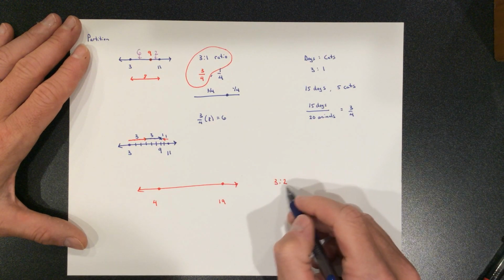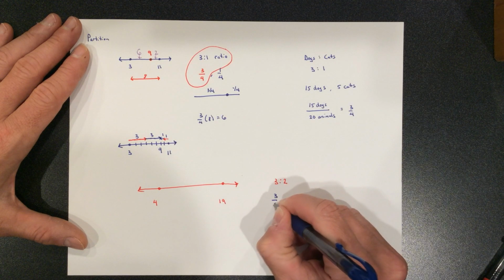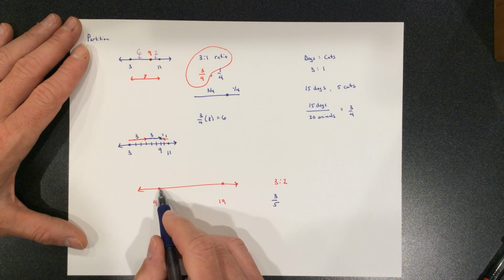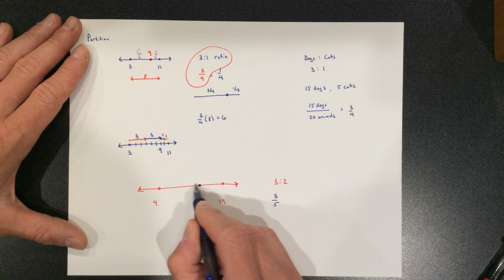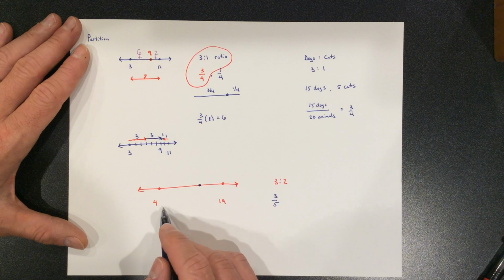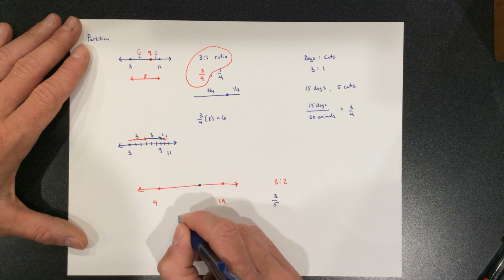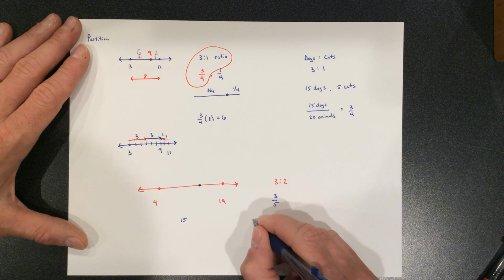Again, 3 parts for every 2 parts. So I just want to go 3/5 of the way there. So I want to start at 4, and I want to find the point that makes this 3/5, because then that's 2/5, and it's 3-to-2. Okay, so how far is it from 4 to 19? Well, it's 15 total. What's 3/5 of 15?